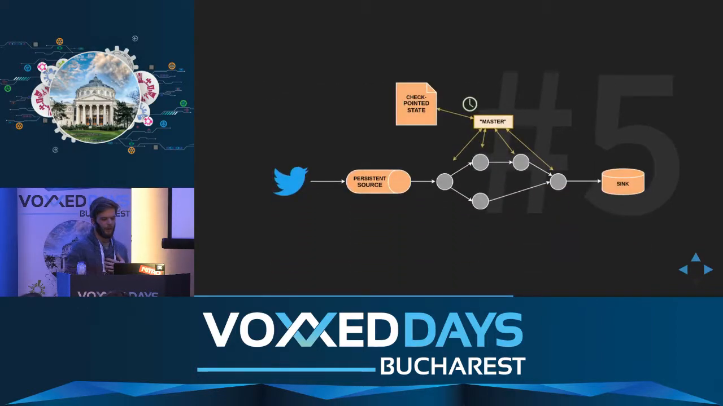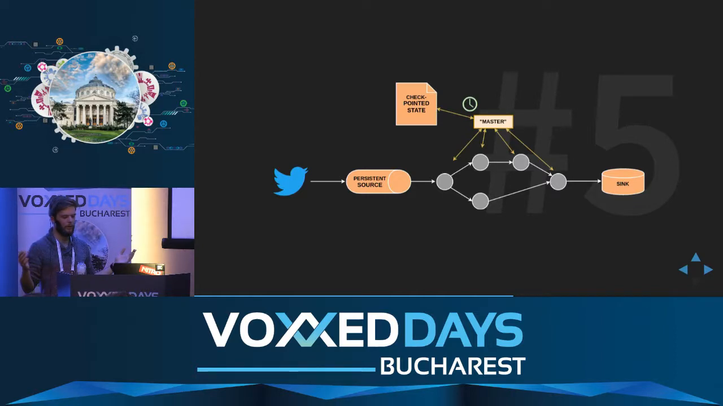So now our application looks like this. We have a source, we have a sink, we get the Twitter data, we have this master that's distributing the data and the resources, and we checkpoint the state such that in case of a failure, we can come back to the state, rewind our source, and continue.